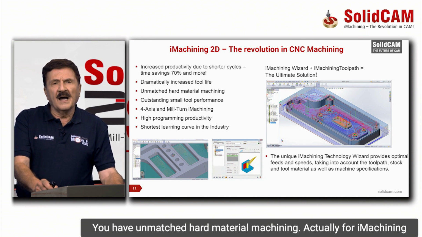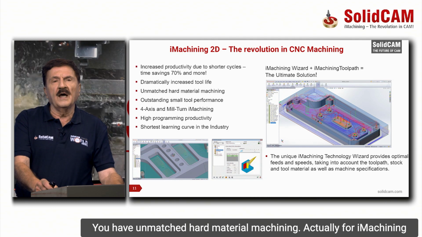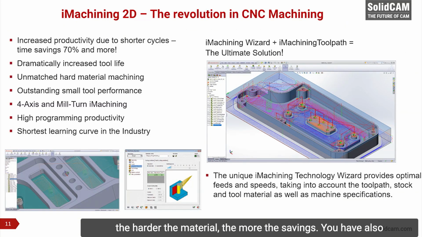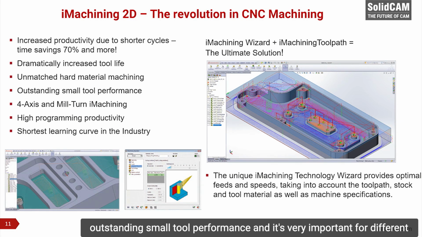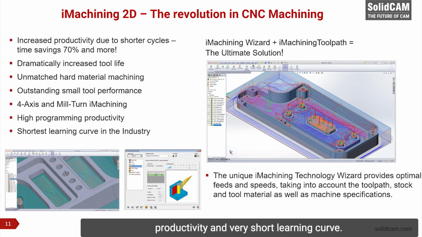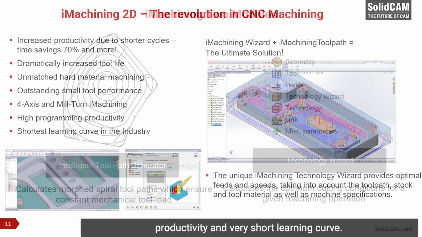You have unmatched hard material machining. Actually, for iMachining, the harder the material, the more the savings. You also have outstanding small tool performance, and this is very important for different kinds of industries. You can use iMachining both in 4-axis and mill-turn, and we'll see some video on that. You have very high programming productivity and a very short learning curve.